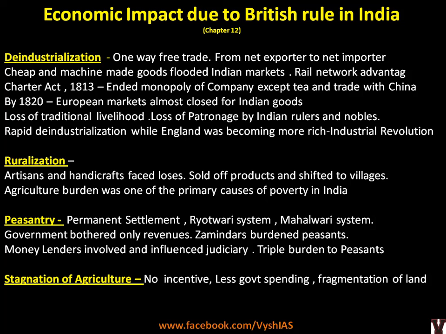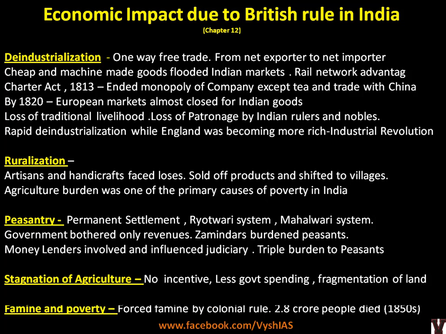And fragmentation of land. Among Indian farmers, when a peasant dies, his land is distributed among his sons. So if there are 4 sons, the land will be divided into 4 portions. Generation after generation, the land size becomes less and less. When the land size becomes less, obviously the productivity also becomes less, and out of that small land they still have to pay the high taxes which the British government was demanding.